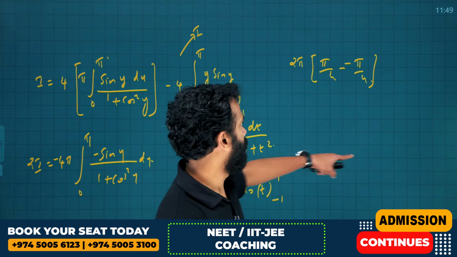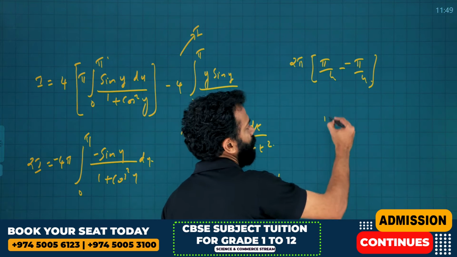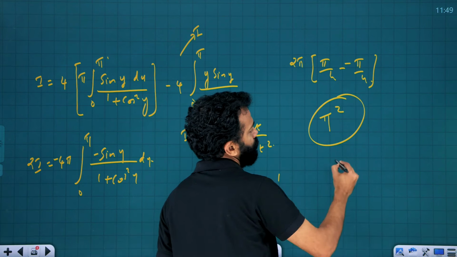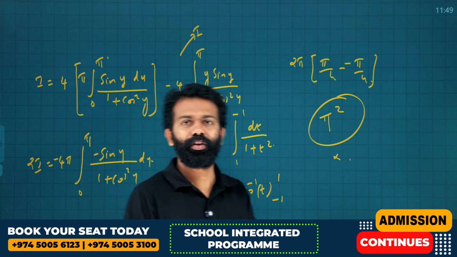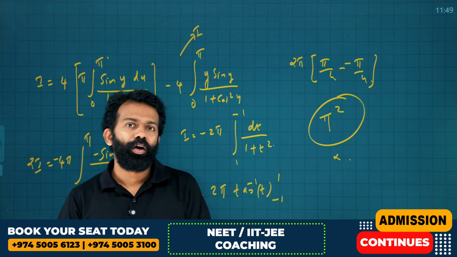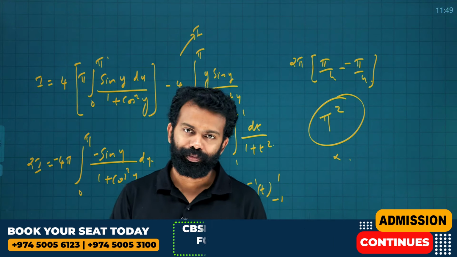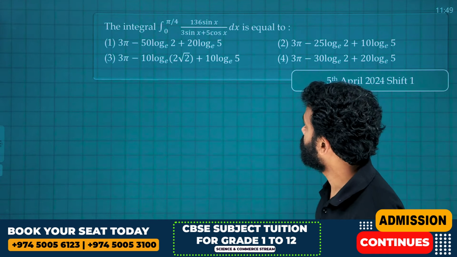2. And that 2 and this 2 will get cancelled, and the final answer is what? Pi by 2. Okay, pi square. Sorry. Pi square is the final answer. Okay. Yeah, hope you got the idea here. We can move to the next question. Okay, that's a very easy question.